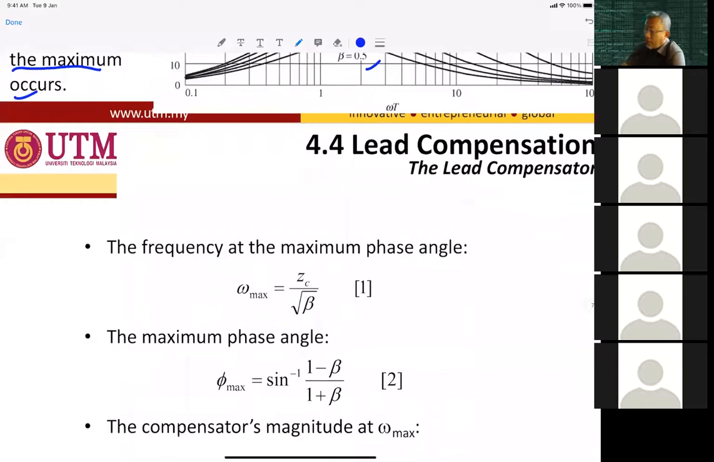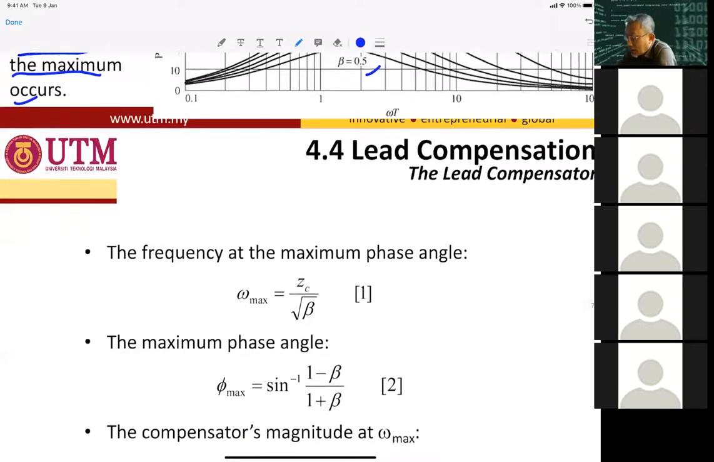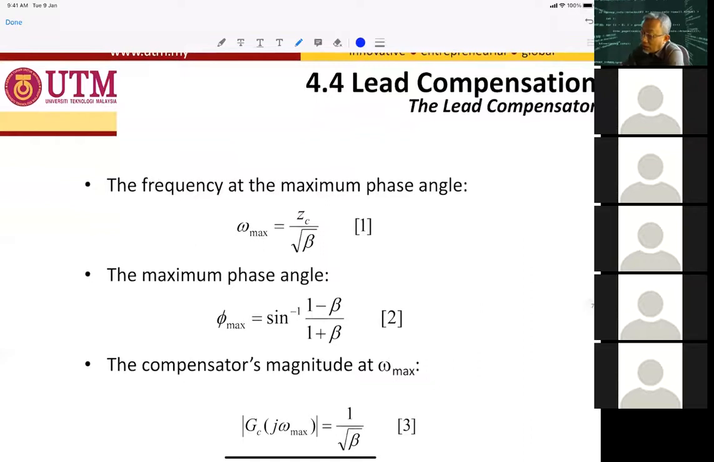So in lead compensation, we use more formulas compared to lag compensators. For lag compensators, you have to use the given Bode diagram in order to find the targeted phase margin frequency, the ZC and the PC. There is no way to use a formula in lag compensation, but in lead compensation, you can use formulas. The formulas are given here.